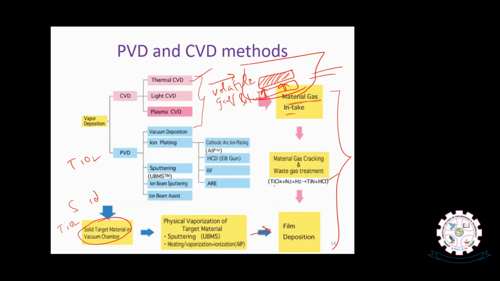Okay, so in the case of PVD, I start with the solid. That solid I vaporize, bring it to the gaseous state, and then again I make it a solid. That is the difference between PVD and CVD. Am I clear? If you have any doubt, please ask me. If I am not clear, please stop me and ask me.